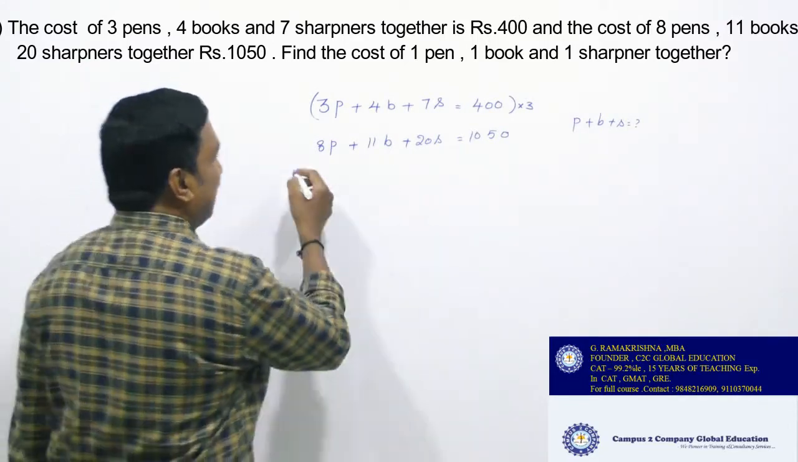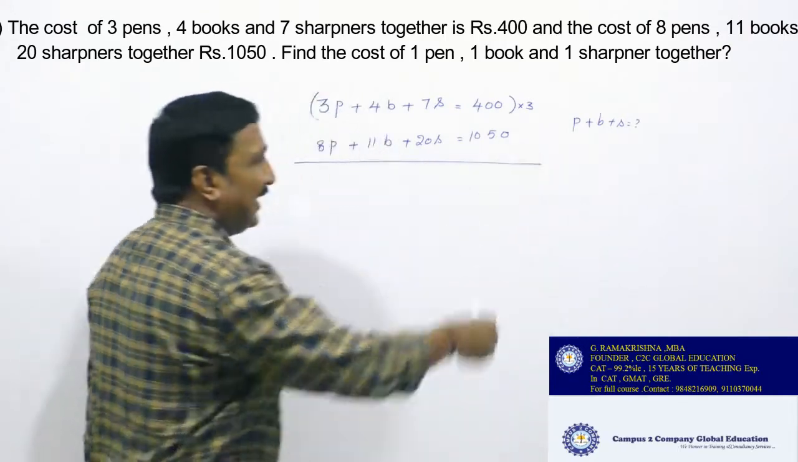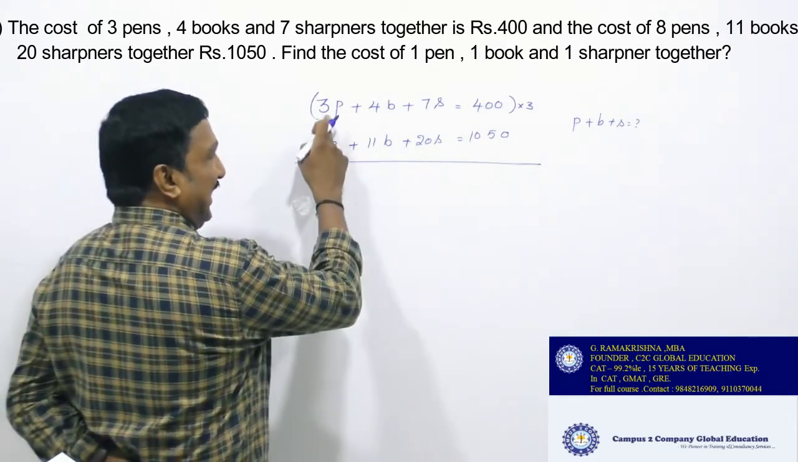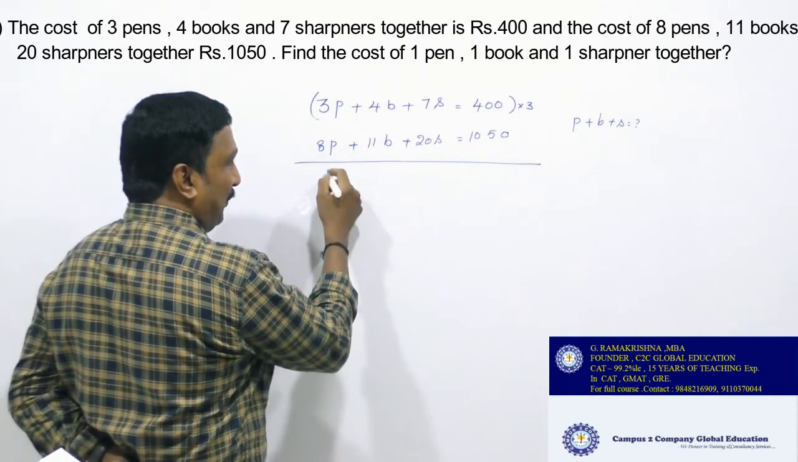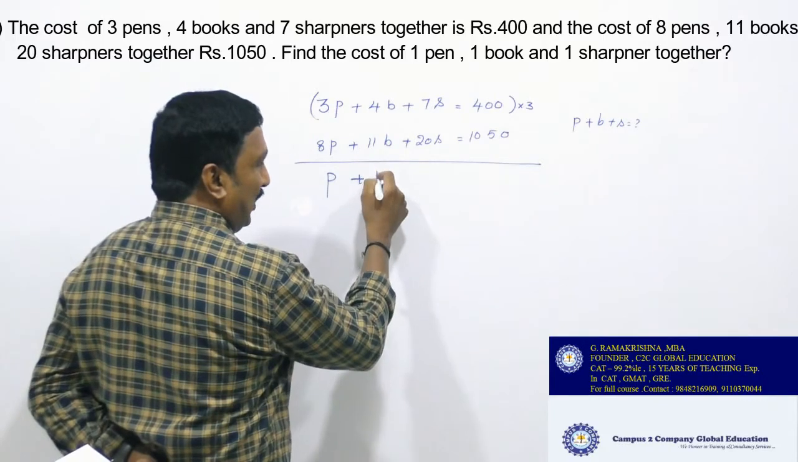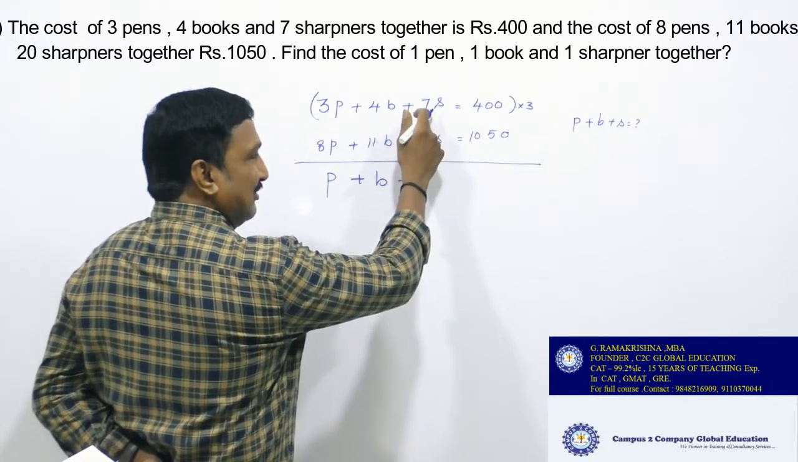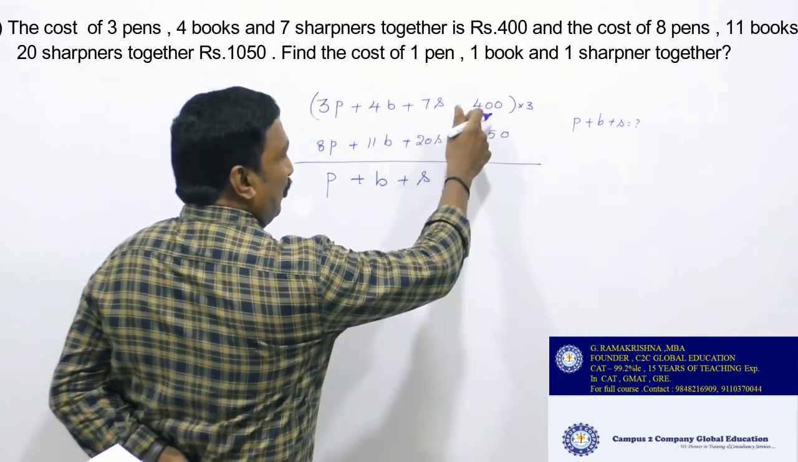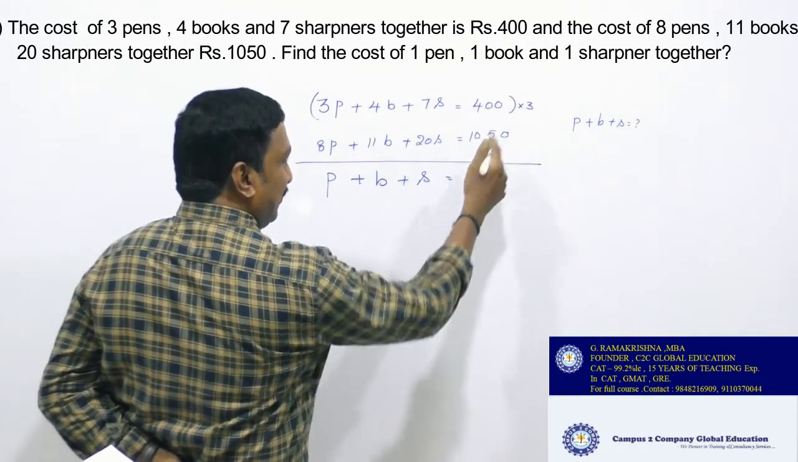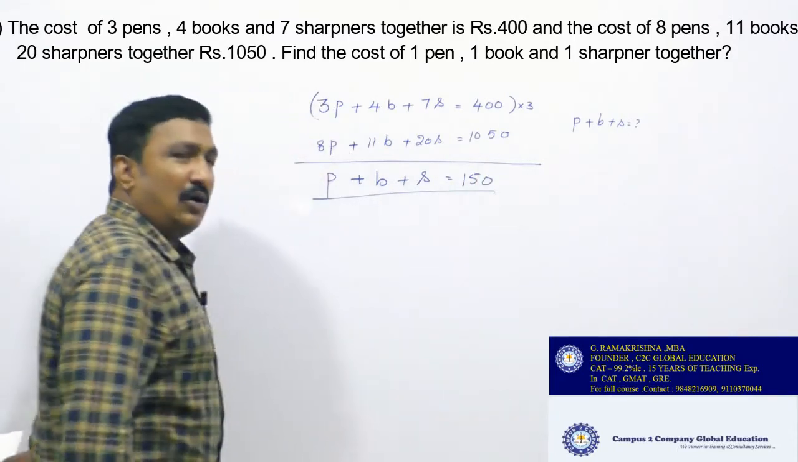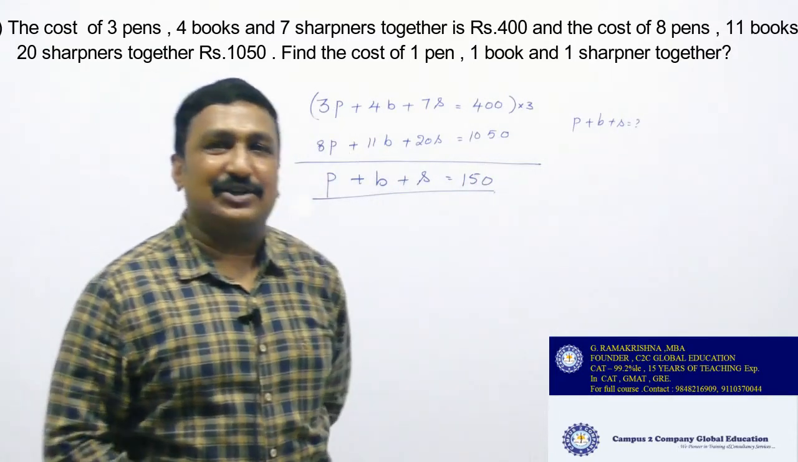So I can multiply the first equation by 3 and subtract the second equation. So 3 3s are 9, minus 8 is equal to 1 pen. 3 4s are 12 minus 11 is equal to 1 book. And 3 7s are 21 minus 20 is equal to 1 sharpener. 3 400s are 1200 minus 1050 is equal to how many rupees? 150 rupees. So we can get it in a single step, friends.